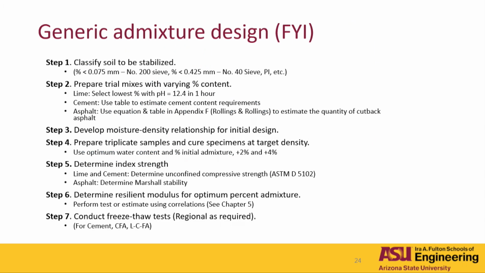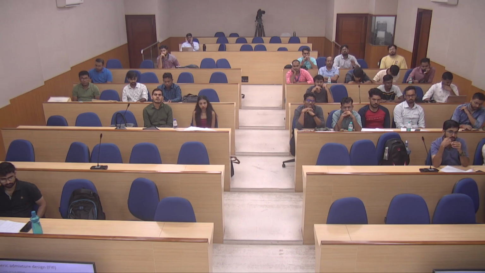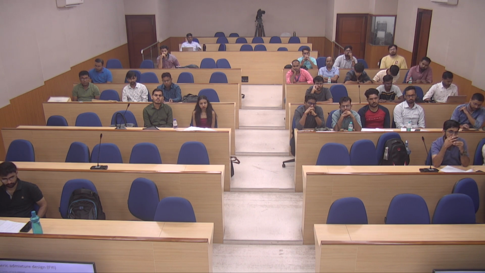Determine the index strength that you're going to have. Usually it's an unconfined compressive stress. You just break the sample and figure out what is the unconfined compressive strength. I showed you a couple of target densities before, but there are standards for that depending on the use of the soil that you're going to have. And for the asphalt, which is out of our scope, they do Marshall stability. Pavement people, I'm not going to get into that.